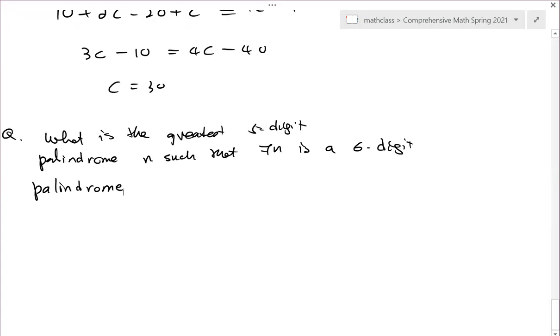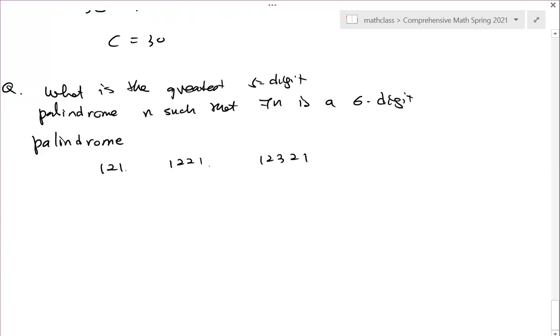All right, a palindrome number is going to be like 121, that's 3-digit. A 4-digit one is like 1221, and a 5-digit one will be 12321. So a 5-digit palindrome must be in this form. We are going to find a 5-digit number such that 7 times that number is also a 6-digit palindrome. So the 5-digit number must be in the form ABCBA.